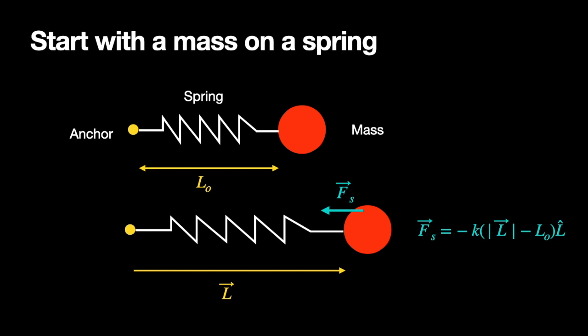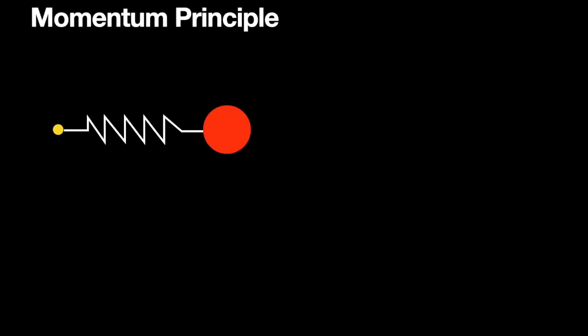Now, in order to make the whole thing a vector, I have to multiply by L hat. That's a unit vector in the direction of L. So that's my force due to the spring. And I have a couple other videos on that, but that's all you need to know for right now. Now, what do we do with this?